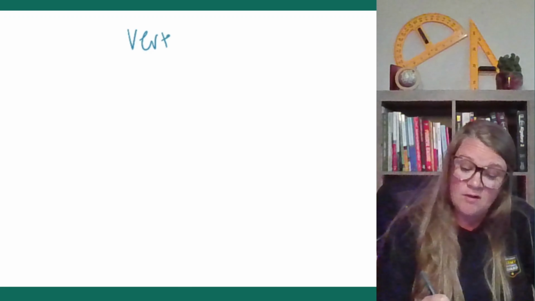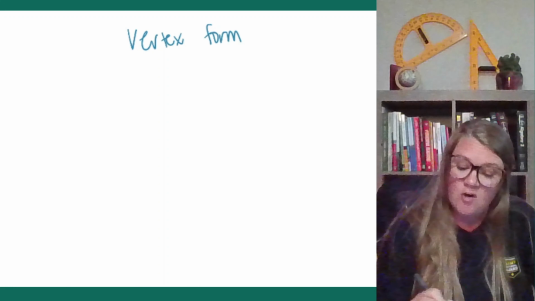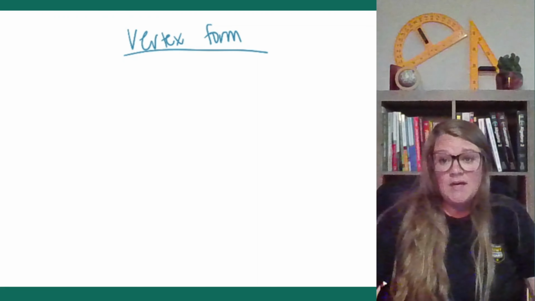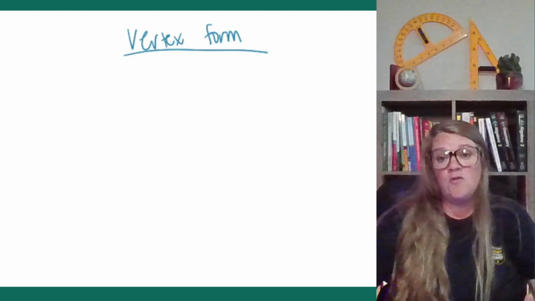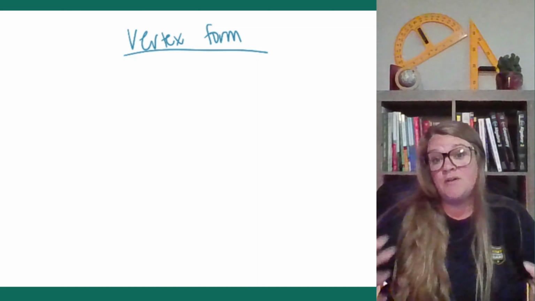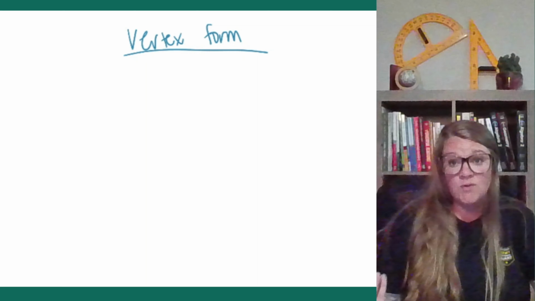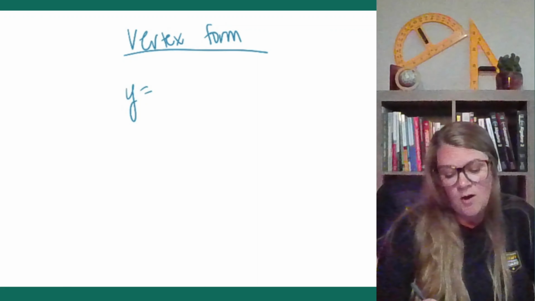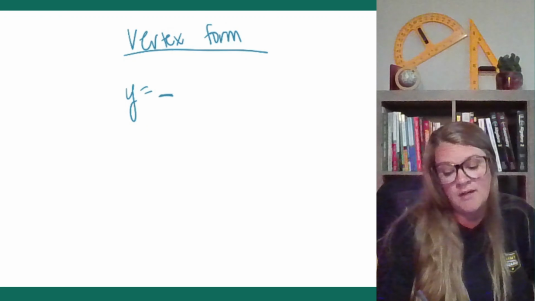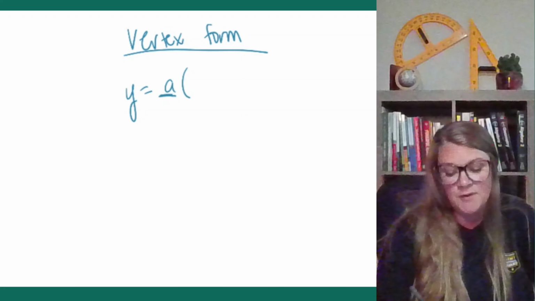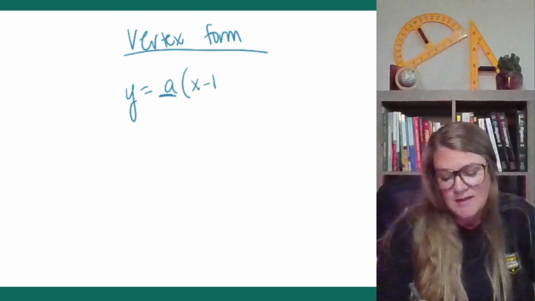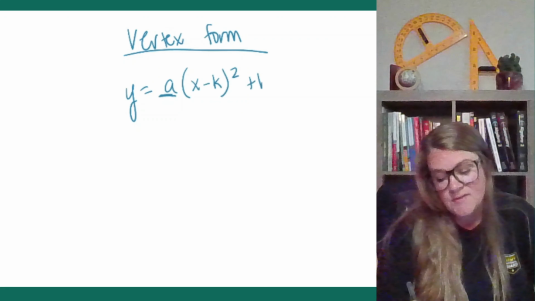It's called vertex form. We didn't call it that in the other videos, but we are going to call it that now. Vertex form is really helpful. It tells us a lot about a quadratic function. Okay, so vertex form is only for quadratic functions, and here's what it looks like. Y equals, now there could be a number in front of my parentheses. I'm going to put an A there, okay? And then x minus k squared plus h.